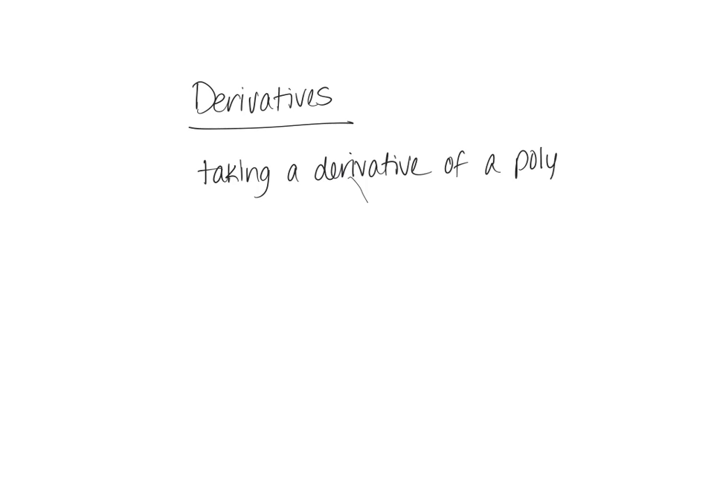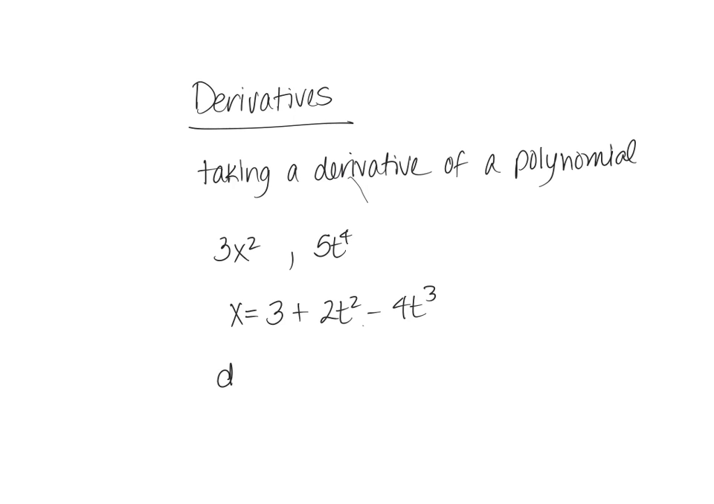So when we talk about a polynomial, we mean something like 3x squared or 5t to the fourth, or some combination of that, like we've seen: x is equal to 3 plus 2t squared minus 4t cubed, things like that. Those are polynomials. When we take a derivative, the formulation looks like this.